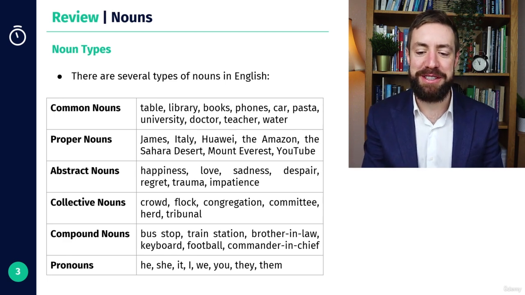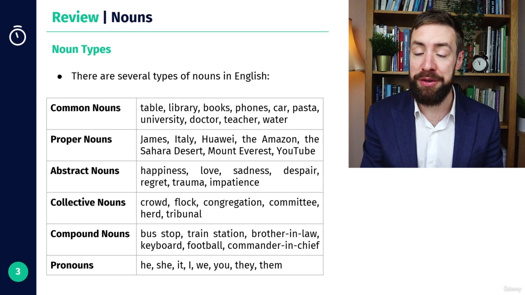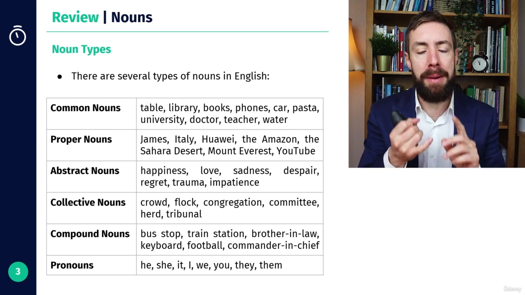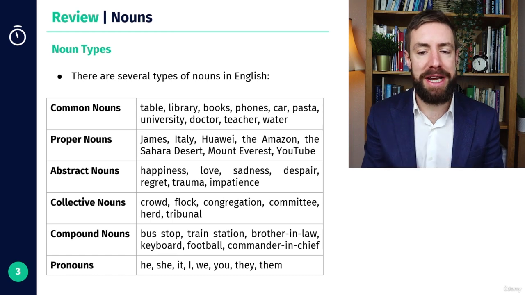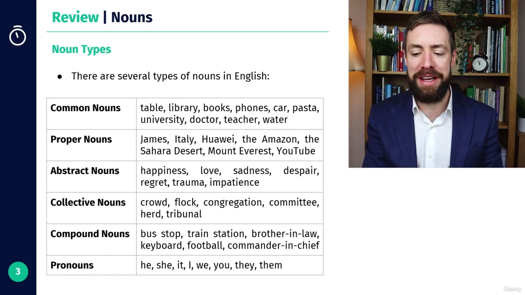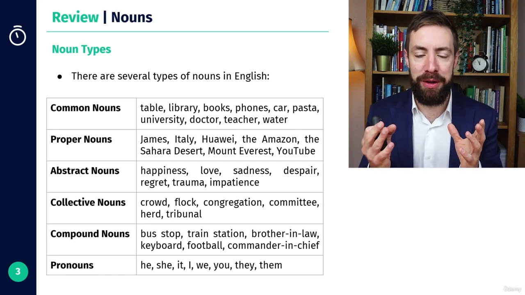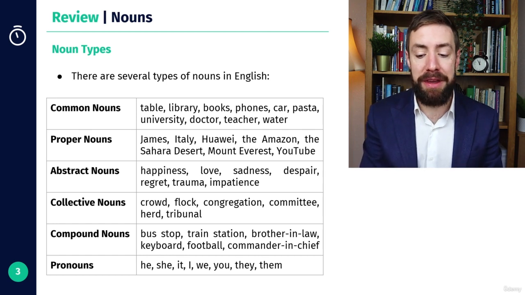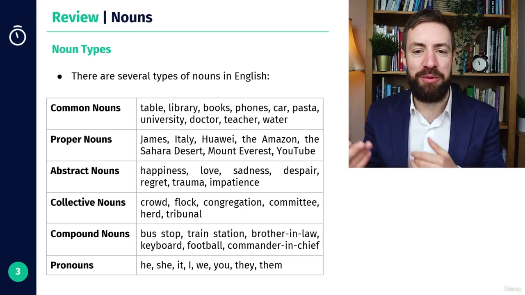Those are interesting words. The next one is compound nouns. So those are two nouns that are put together. Bus stop, train station, brother-in-law, keyboard, football. When we put things together, those are called compound nouns. And finally, ones that you probably know very well, pronouns. So he, she, it, I, we, they, them, and us, words like that.